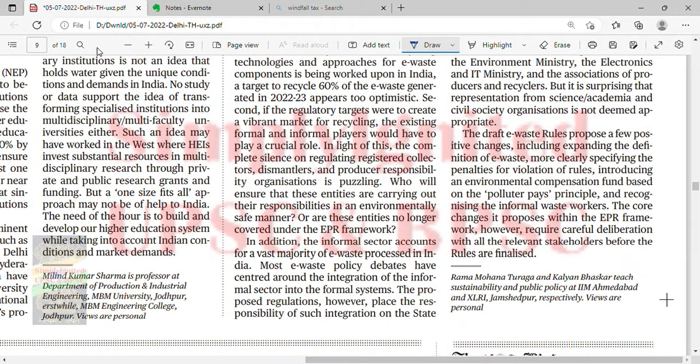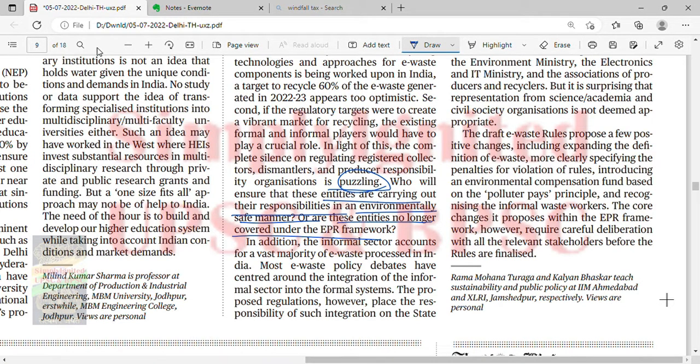Second, if regulatory targets were to create a vibrant market for recycling, the existing formal and informal players would have to play a crucial role. In light of this, the complete silence on regulating registered collectors, dismantlers, and producer responsibility organizations is puzzling. Obviously, who will ensure that the entities are carrying out their responsibility in an environmentally safe manner, or are these entities no longer covered under the EPR framework?